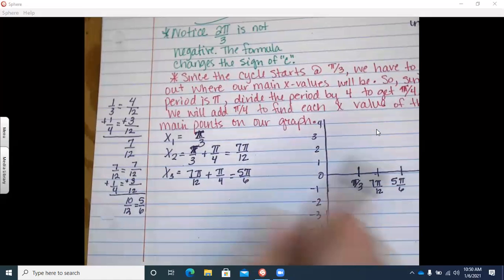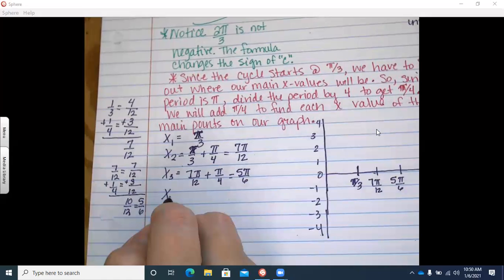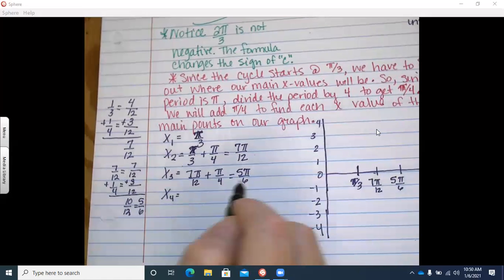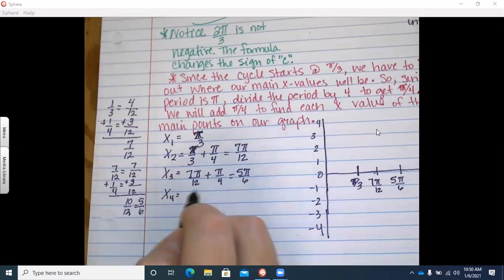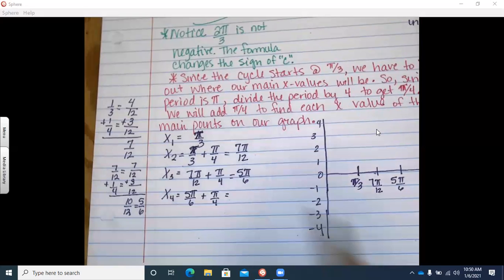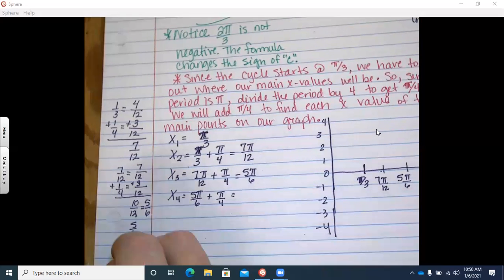So I take the third point, which was 5 pi over 6, and I add pi fourths to that, because we're just going 1/4 of the way up each time. Plus 1/4, plus 1/4, plus 1/4. So I'm going to do 5/6 plus 1/4. Do I need to explain in more detail how to add these fractions, or are we good?